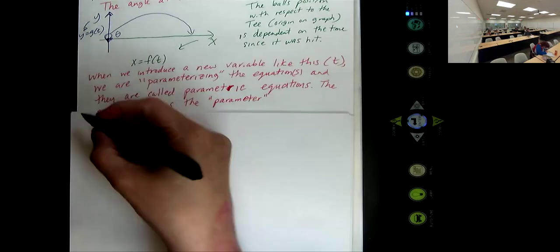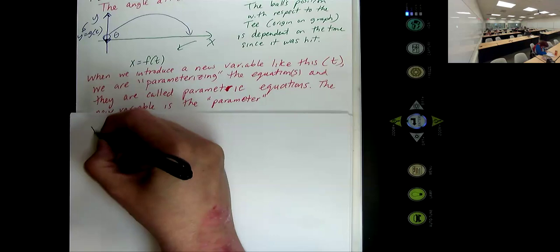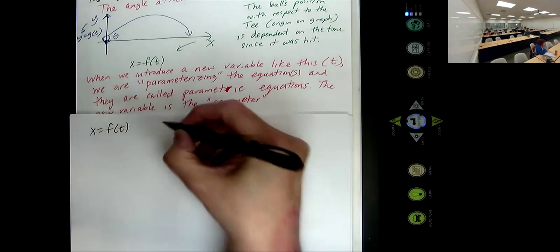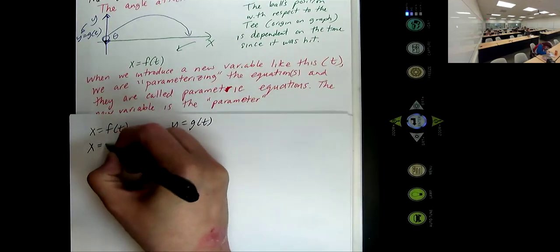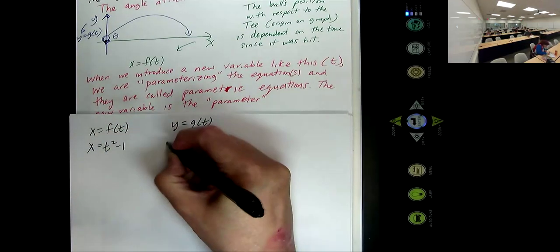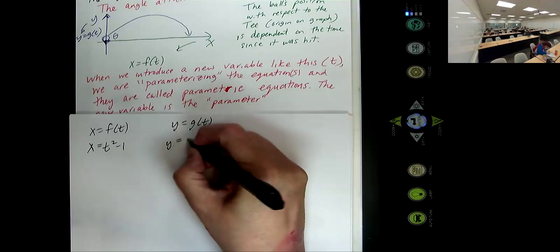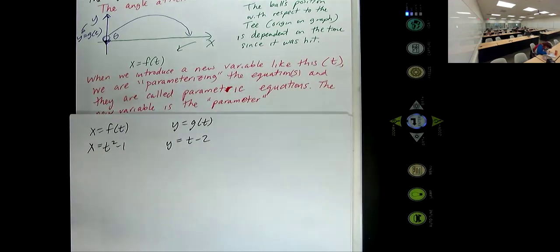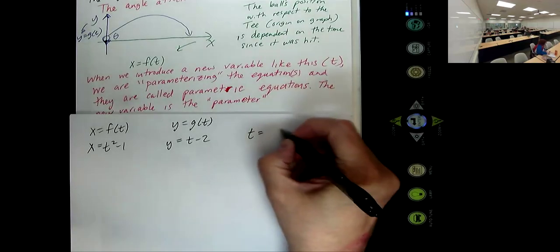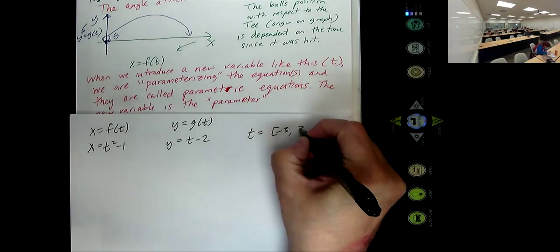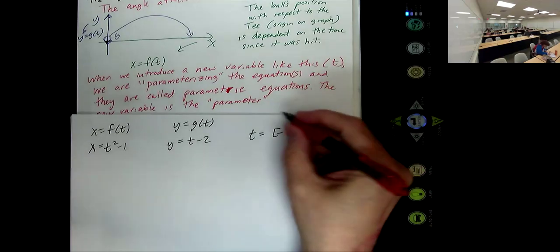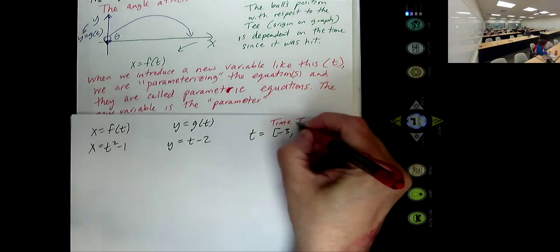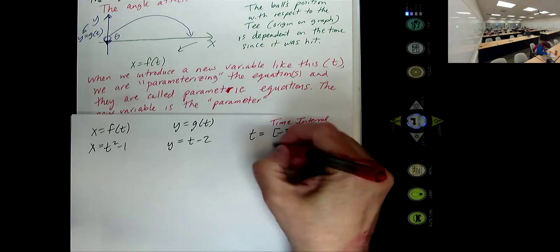Let's say we have x as a function of time. Y is a different function of time, so we're gonna give it a different letter. We're gonna say x equals t squared minus 1 and y equals t minus 2. And we're gonna go from t starts at -3 and ends at 3. This here is the time interval, the start and the stop.